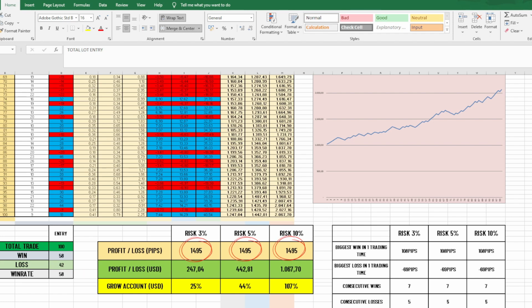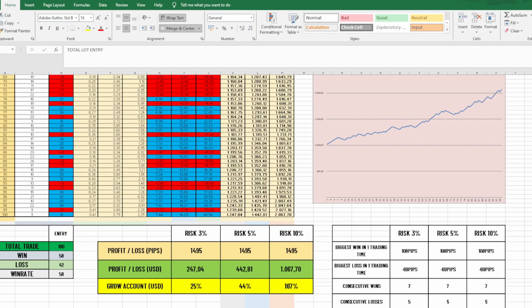6. This scalping trading strategy yielded approximately 1,495 pips in profit during the backtest. 7. If we start with an initial capital of around $1,000 and use a consistent lot size with a compounding system, we can estimate profits to be around $247 with a 3% risk, $442 with a 5% risk, and $1,067 with a 10% risk.